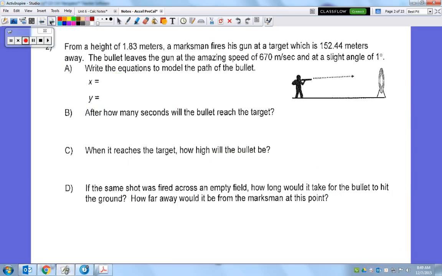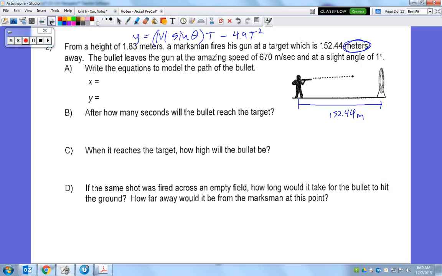Alright, so our next example. We have a shooter on a rifle range, and it says from a height of 1.83 meters, a marksman fires his gun at a target which is 152.44 meters away. So already meters should be telling you I'm going to use that 4.9 t squared in my equation, okay? And that's the magnitude times sine of theta times t is equal to y.